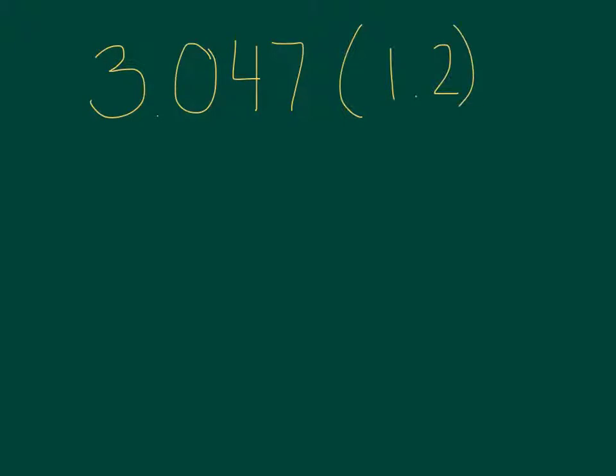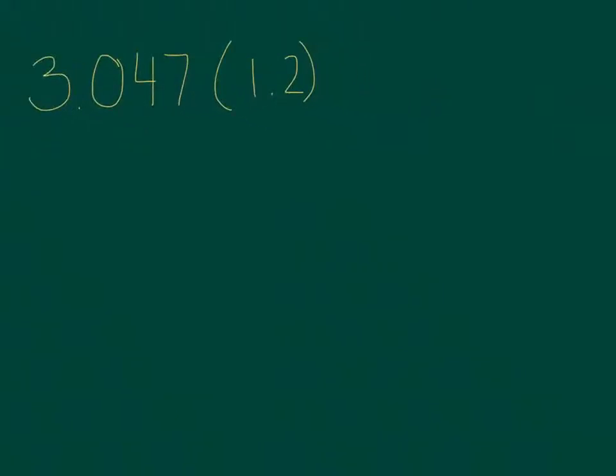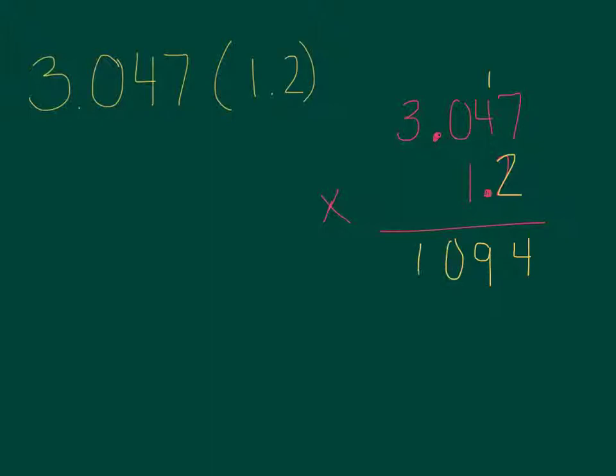Alright, let's try another one here. Let's do 3.047 times, I don't know, let's do 1.2. Right, again, we need to write it vertically, and I'm going to leave myself enough room here to do so. 3.047 times 1.2. Now, when you're multiplying decimals, remember, you don't need to line up your decimal place values. You only have to do that when you're adding or subtracting. So you can just start over on the right here, and now we're going to multiply 2 times 7, and we get 14. 2 times 4 is 8, plus 1 is 9. 2 times 0 is 0, and 2 times 3 is 6.